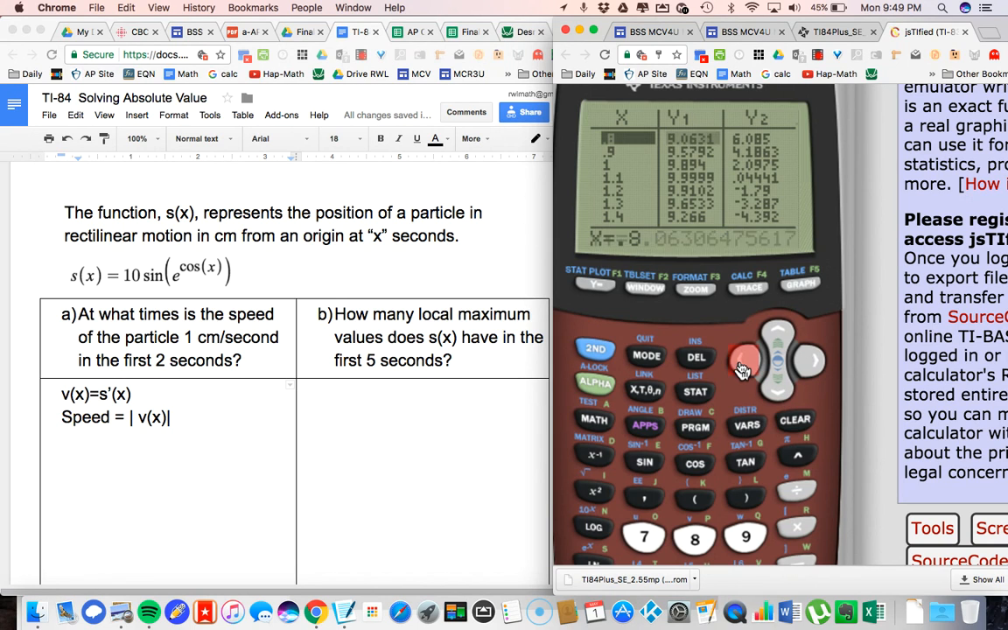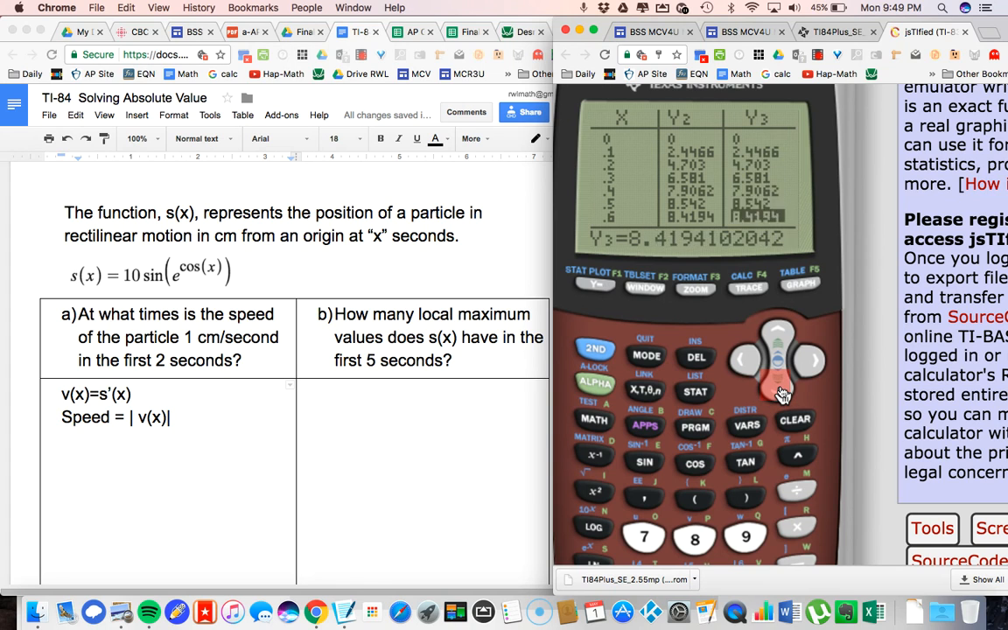Oops, I need to get right over to there. And I need to be looking at Y3 again, so I cursor over to Y3. And get right back up there to 0, and then go over to Y3. So now I'm at Y3, and I need to get it to 1 centimeter per second for speed. So it seems to occur between 0 and 0.1.